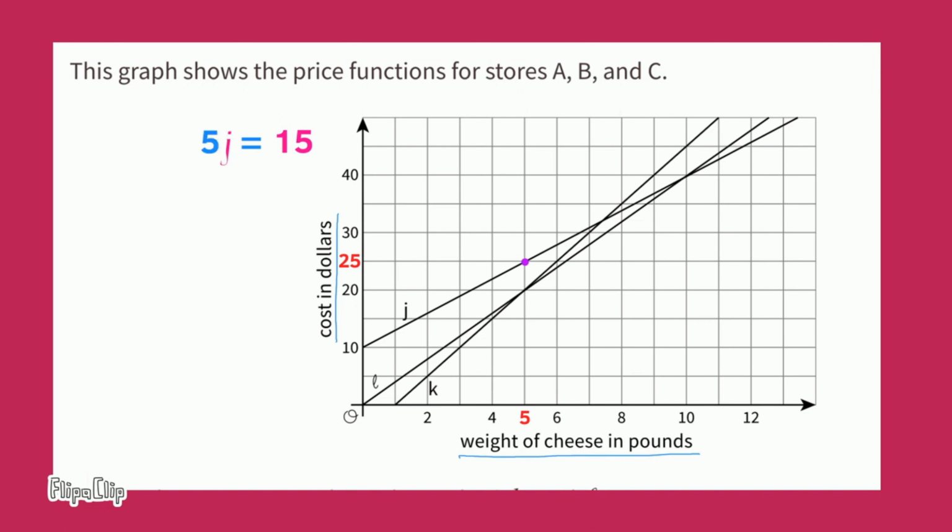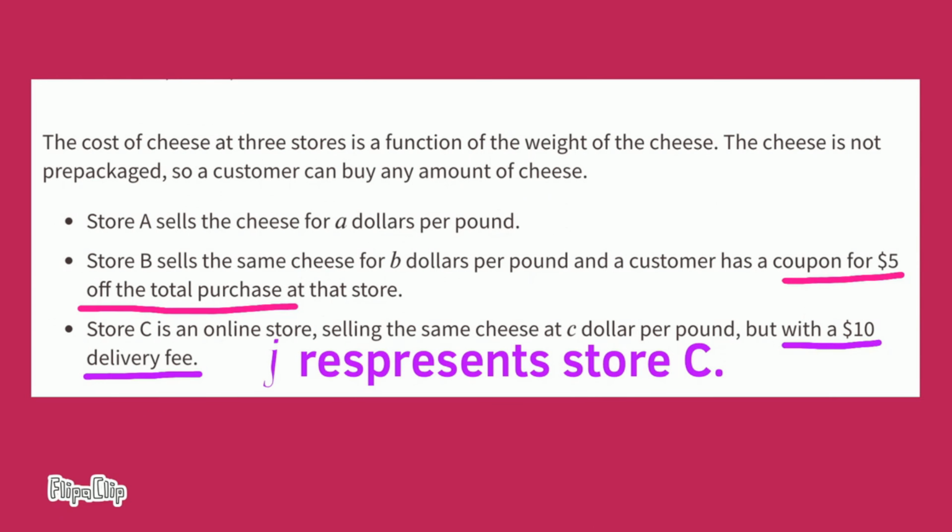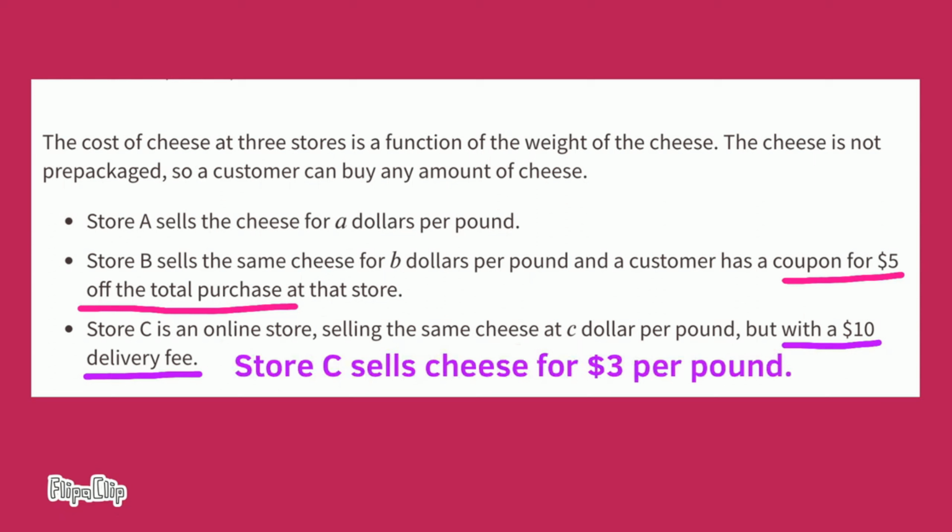5j equals 15. I still need to get the j alone, so 5 divided by 5 and 15 divided by 5. 5j divided by 5 is 1j, and 1j is the same as j, and 15 divided by 5 is 3. J equals 3. J represents store C. Store C sells cheese for $3 per pound.